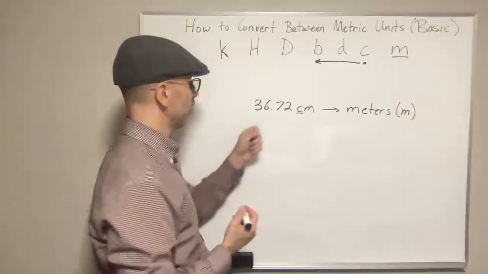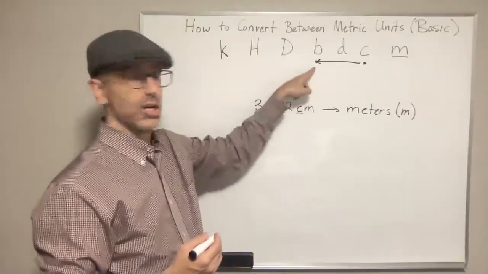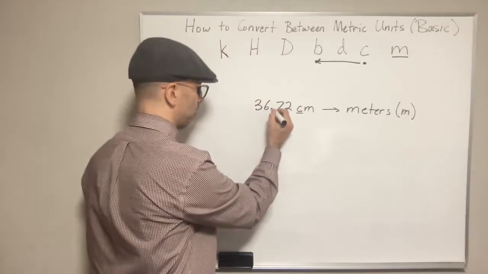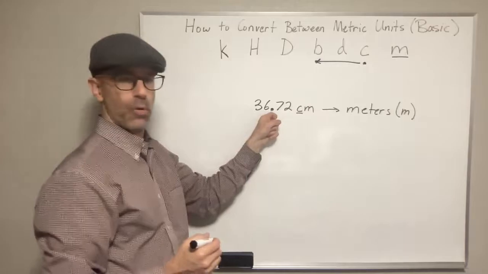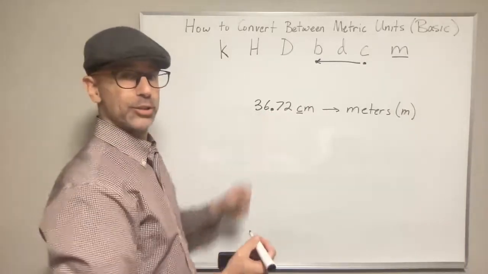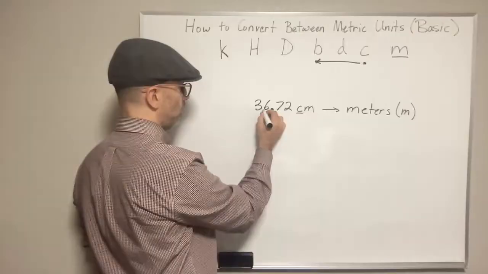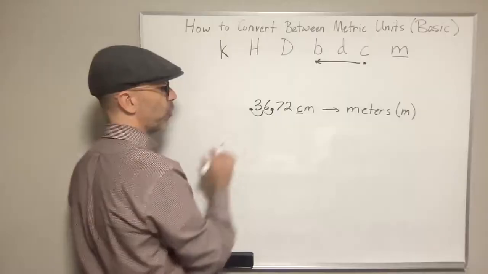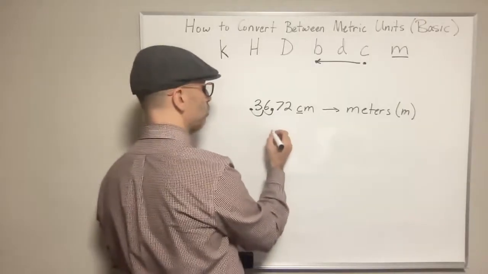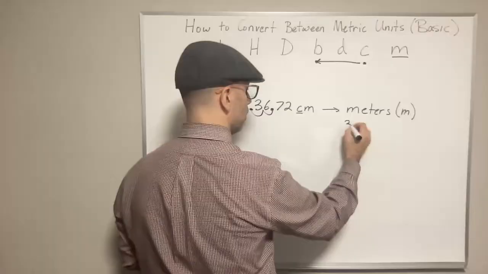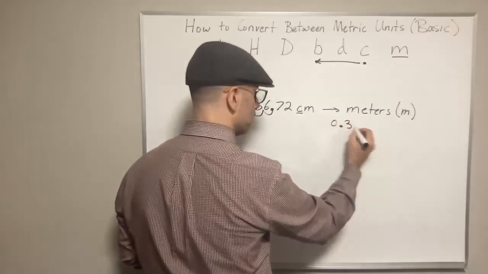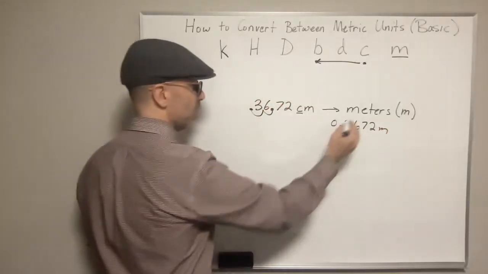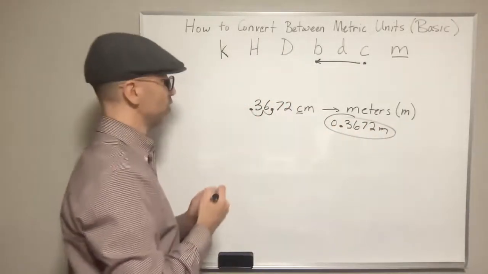And so that means that if we're moving 2 places to the left here, we're moving 2 places to the left with our decimal point here. So let me make this clear. There's my decimal point. I'm going to move the decimal point 2 places to the left. 1, 2. So that means that 36.72 centimeters is equal to 0.3672 meters. So now I have it in meters.